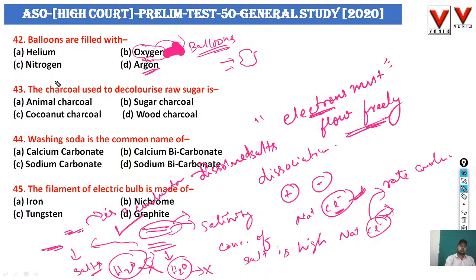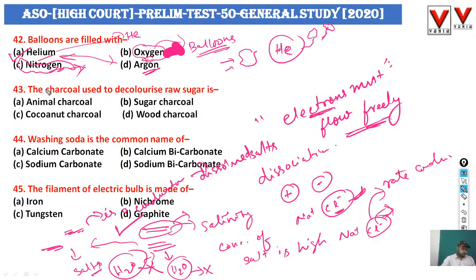We cannot even fill it with nitrogen, because nitrogen will not inflate the balloon properly. Then we have helium or argon. Both are inert gases, but in general we go for helium because helium is the lightest among all the given options. If you fill the balloon with helium, the balloon will definitely be lighter and it will remain in the atmosphere. So the answer to this question is option A.